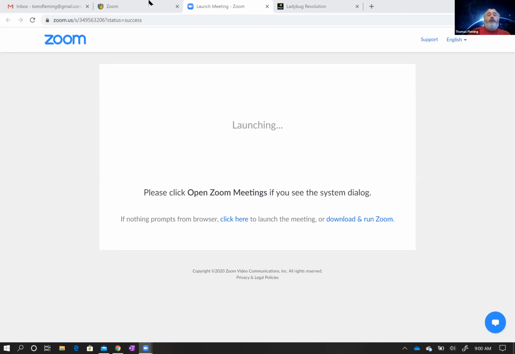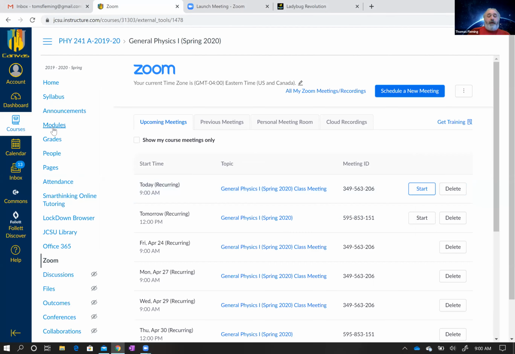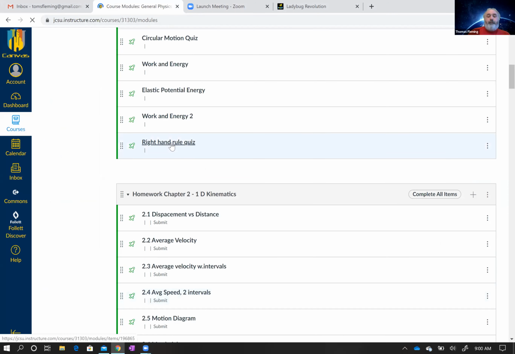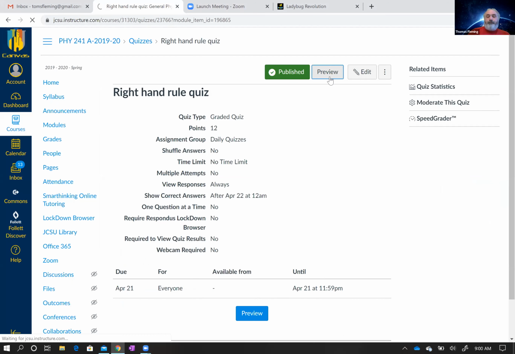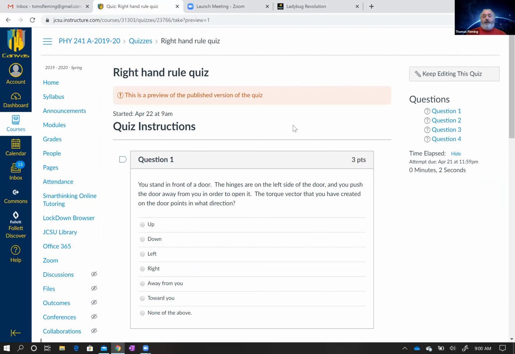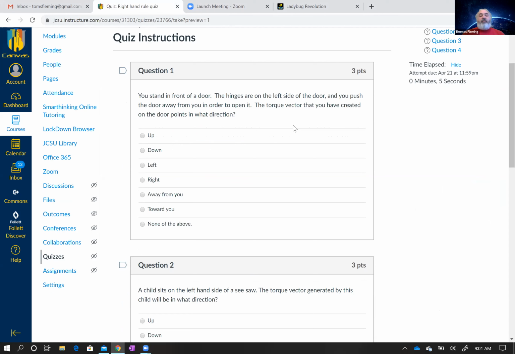So I want to go back to the quiz, and let's take a look at it. This quiz dealt with the right-hand rule, and we had to remember how to work those things out. In the case of this first one, you're standing in front of a door, and you're going to have to visualize this. The hinges are on the left side of the door, and you're pushing it away. So the door is rotating away from you, and I want to know what torque vector you've created in order to open that door up.